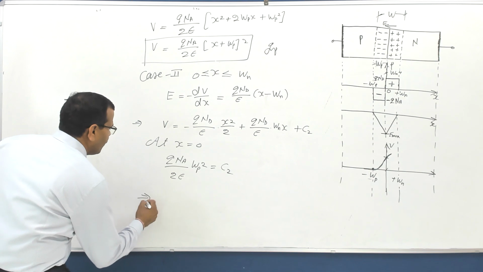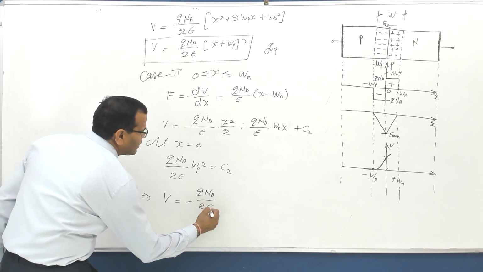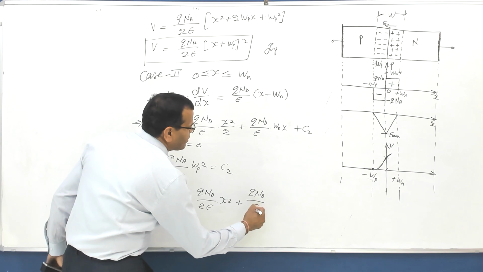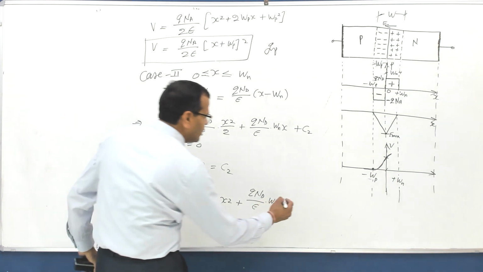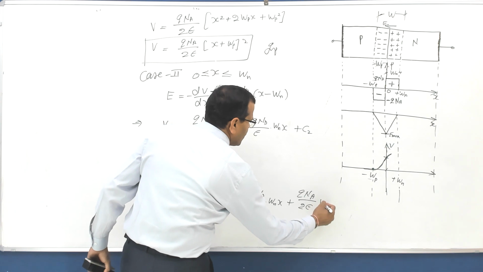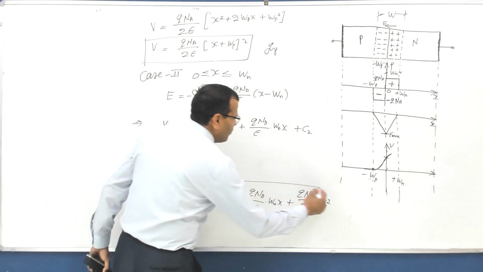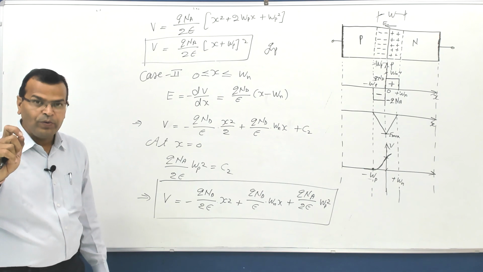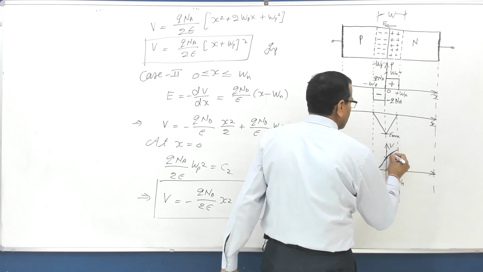So now I'll get the variation of V equal to minus qNd by 2 epsilon into x square plus qNd by epsilon into Wn x, and now you replace this C2 by this, so that is qNa by 2 epsilon into Wp square. This is your variation of potential for x from 0 to Wn, and this is nothing but this.